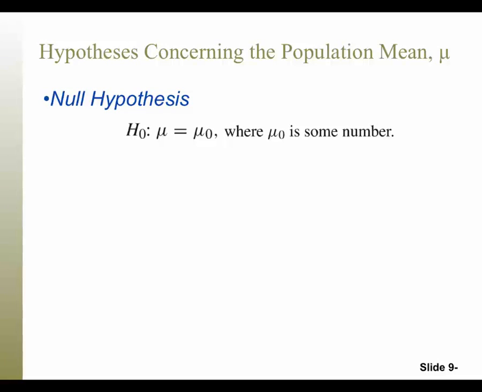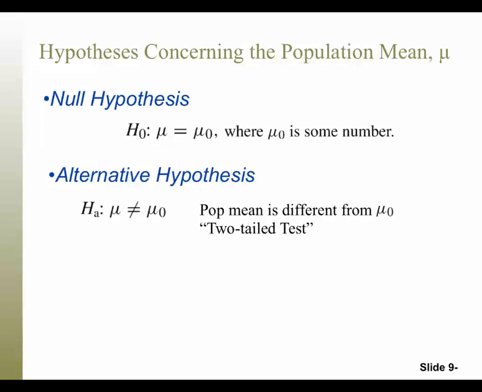Our null hypothesis is that the population mean is some value, like in the pretzels, the mean weight of all bags is 454 grams, whatever it is. This is the notation we use, and in the problems, you're going to have to recreate this notation. Then for alternative hypotheses, there are three possibilities. The first one is the one we saw in the pretzel example, that the mean is not that value. The population mean is different from that, and this is called a two-tailed test.